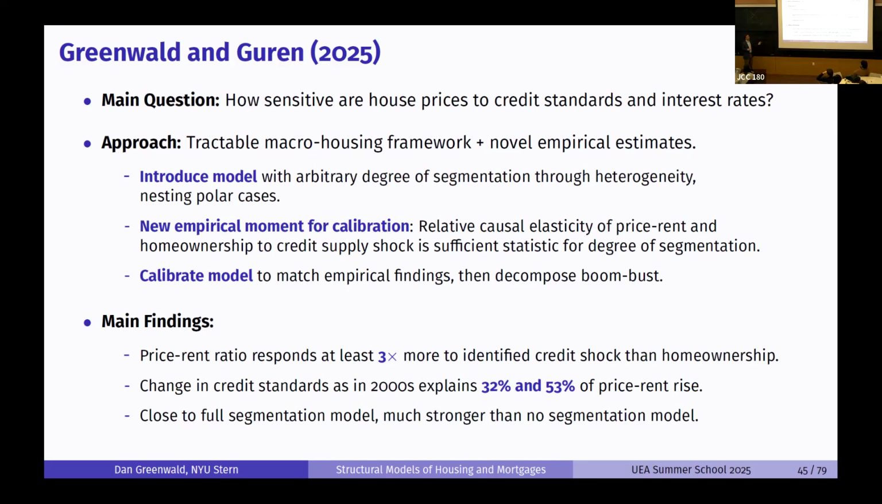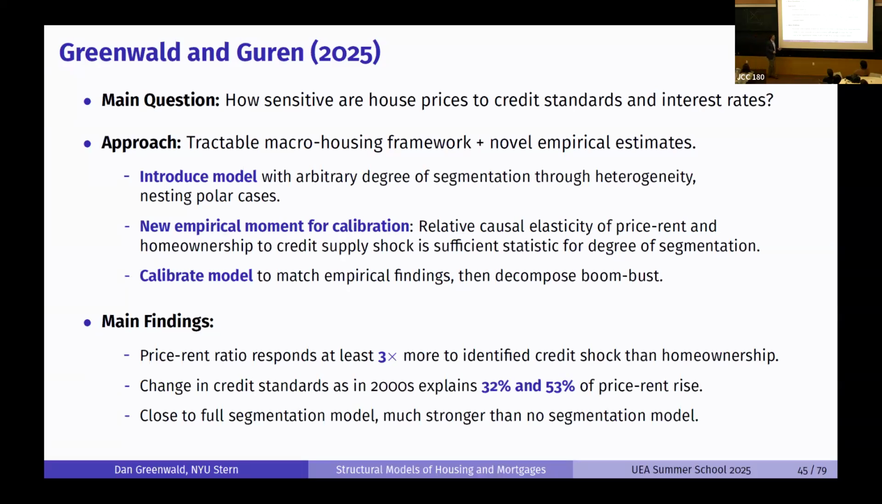And we're going to argue that there's a new moment we should be looking at, which is the response to the same identified credit supply shock. So for the same shock, you look at the relative elasticity of the price rent ratio compared to the elasticity of the home ownership rate. Okay, and this should be sufficient. And then we're going to calibrate the model to do this, and we're going to find our results.